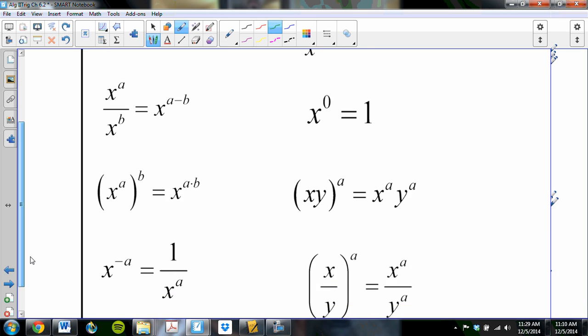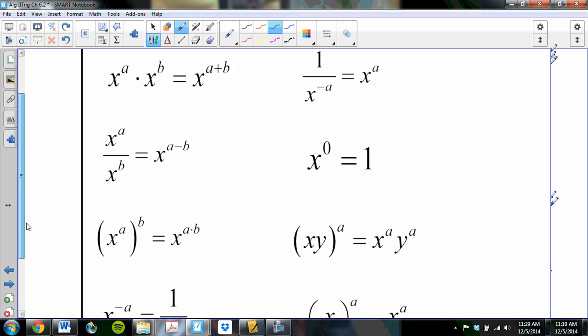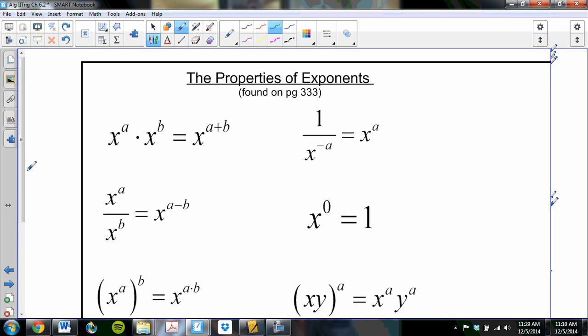These are all the properties of exponents. I don't bother writing them all out because they're all the same. It's just the first 4 we talked about. Ooh, this one I probably should have mentioned. X to the 0 is 1. I'll come back to that one later.